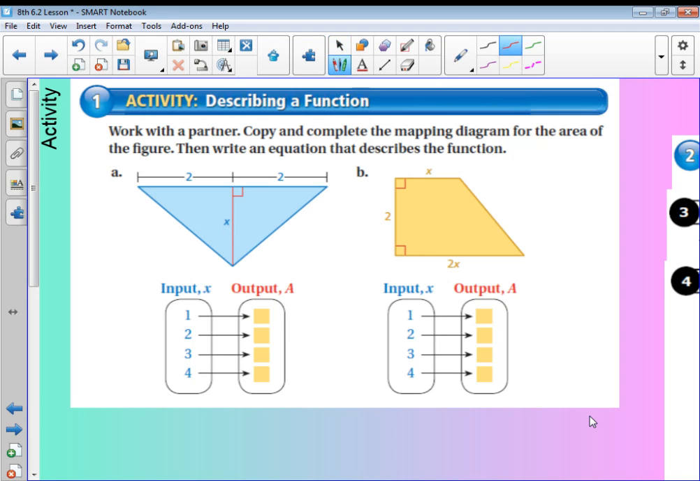Just a little bit of vocabulary. Our inputs are going to be our x's. That's what we're going to substitute in place of x. And our output would be kind of like our y's, or in this case, it's our area. What we find out the area is. Another vocab terminology that can be used for input and output is domain. So x's are also known as the domain, what we start with.